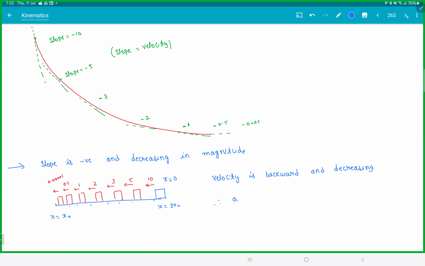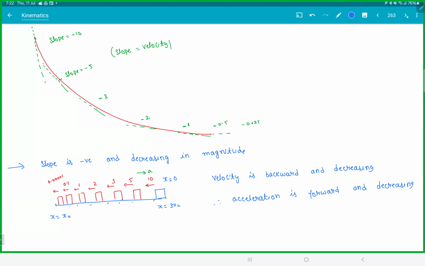Therefore, you can clearly see acceleration should be forward. And that is also decreasing. Acceleration is this way and decreasing. Why? Again, what is acceleration? Change in velocity.